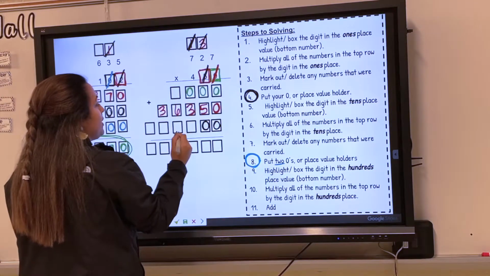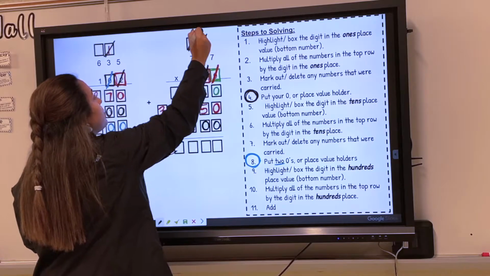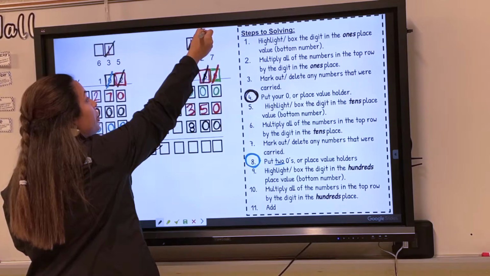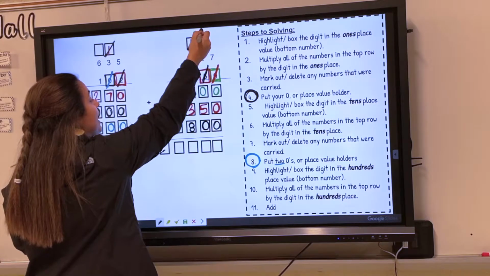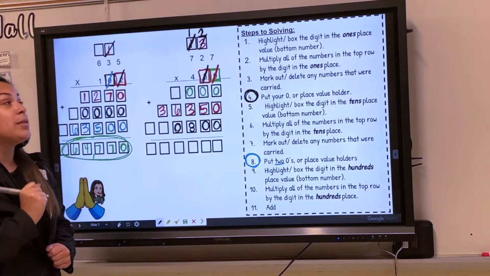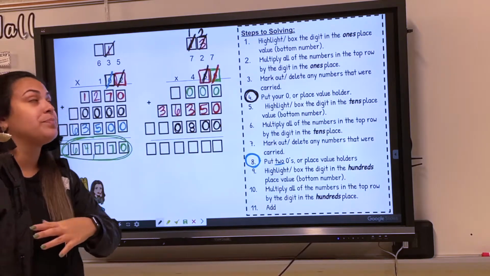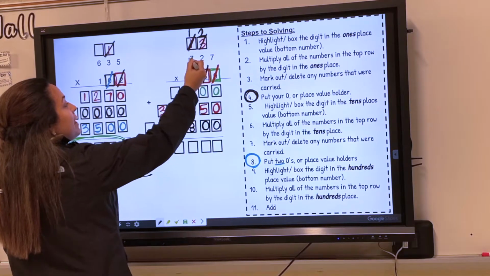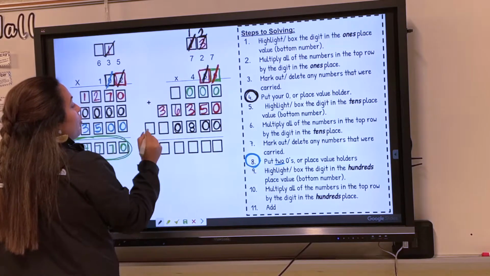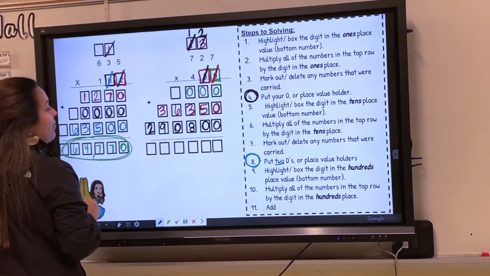4 times 7 is 28. I'm going to put my 8, carry my 2 up here. 4 times 2 is 8. 8 plus 2, like the 2 that I carried, is 10. I'll put my 0, carry my 1 up here. Again, you see why it's important to mark out those numbers or get rid of them? Because we don't want to accidentally add the wrong number. 4 times 7 is 28 again, but 28 plus 1 is 29, so I'll put my 9 and my 2 because I don't have another number, so I don't have to carry it.